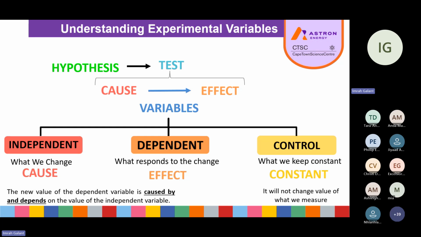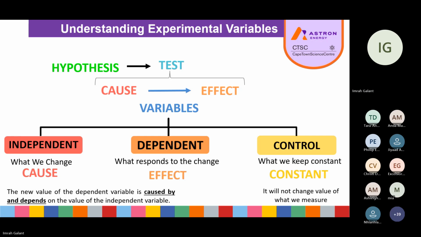Okay. So with a hypothesis, there are relationships between two things. The relationships occur between the independent and the dependent variable. The independent variable is what we change. We, as the scientists, change that, and that causes an effect on the dependent variable. So it responds to the change. Then throughout your experiment, you always have a control variable, a constant variable that remains unchanged.